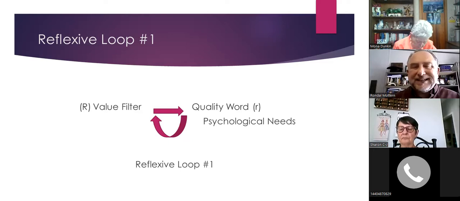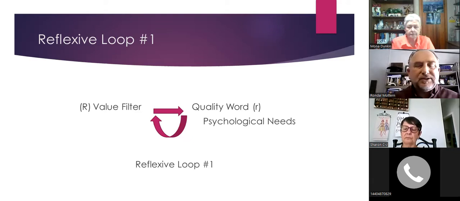The loop is reflexive because the things that are in the quality world will affect what gets through the value filter, which affects what gets in the quality world. Because one of the things in the quality world is our belief system, the way things should be, the way things ought to be, the way things must be for us. And those affect what actually makes it through the value filter itself. So the loop is reflexive.